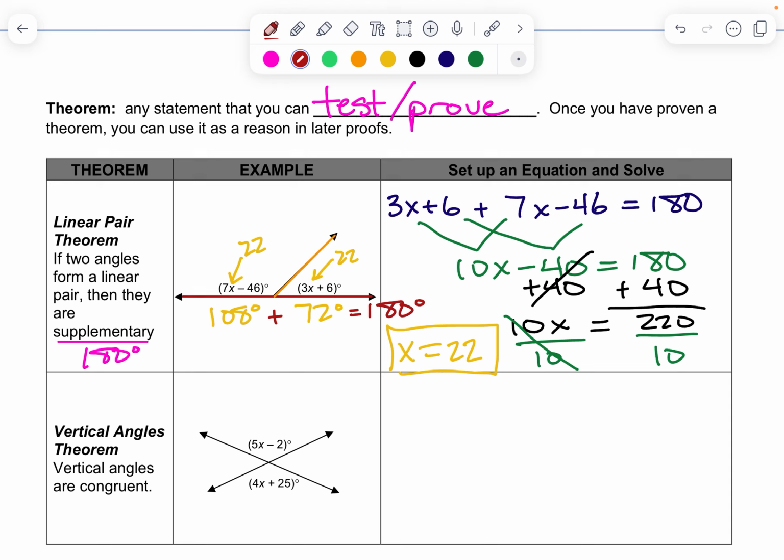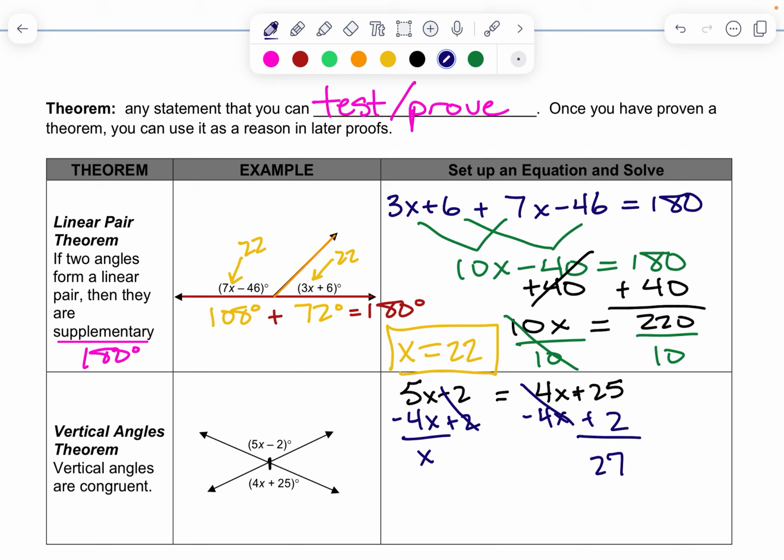I can do something similar with these vertical angles. Remember, vertical angles are across from each other, so they're considered equal. And I can use that to make an equation. I can set them equal to one another. Since they are equal, I can move all the x's to one side. I can move all the whole numbers to the other side. And I get that x equals 27.